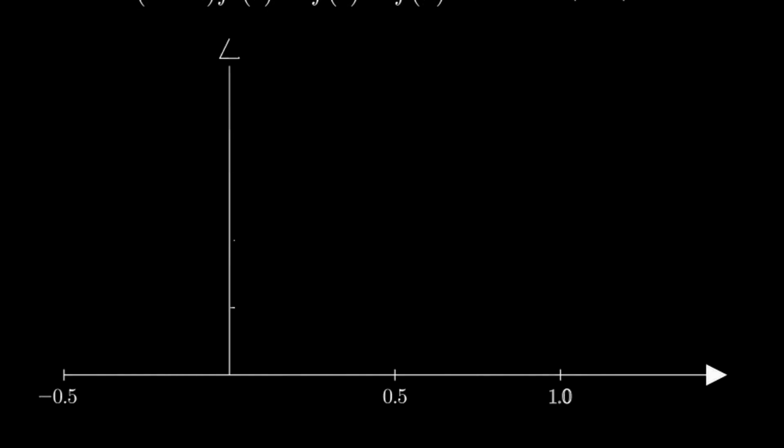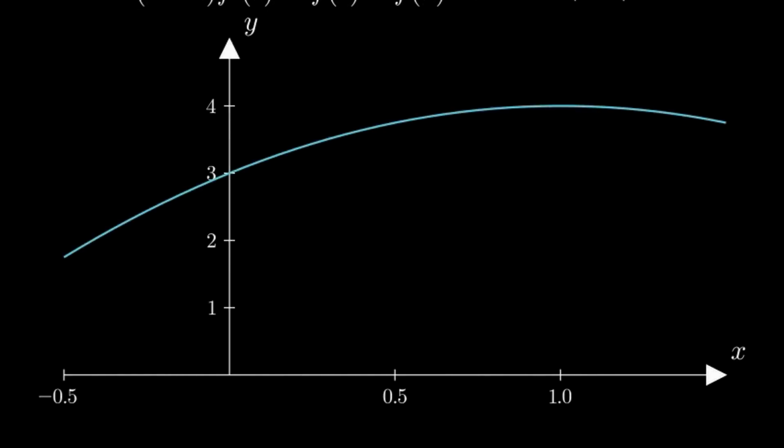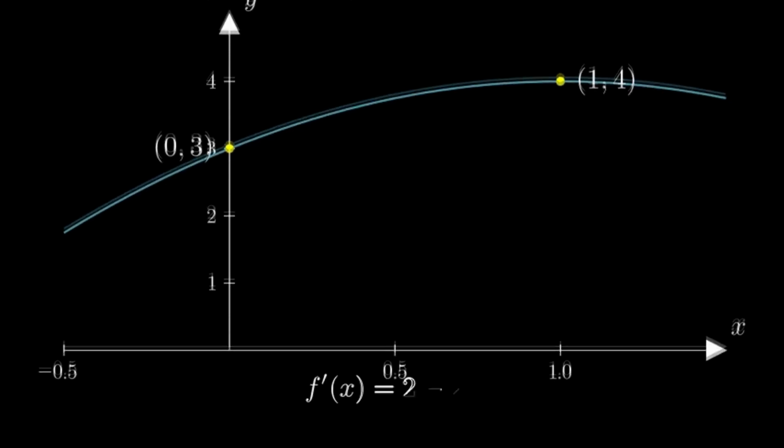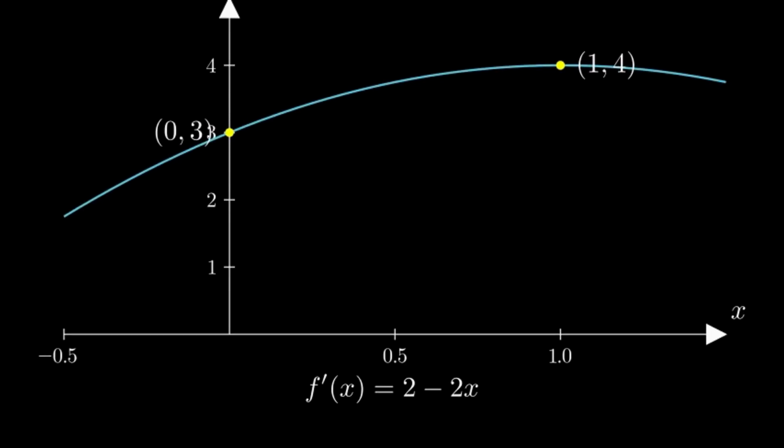Here's the graph of f(x) = 3 + 2x - x². We're interested in the interval from 0 to 1, where f(0) = 3 and f(1) = 4. The derivative of our function is f'(x) = 2 - 2x. The secant line between these points represents the average rate of change.